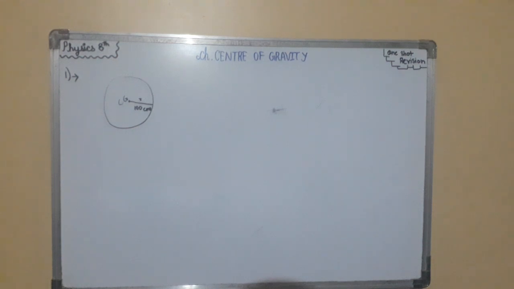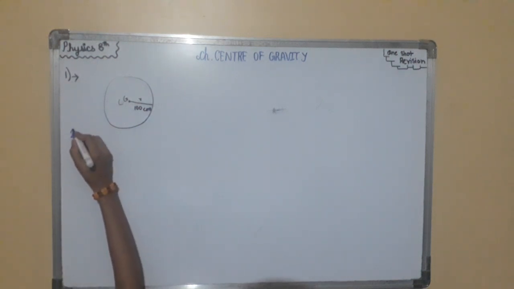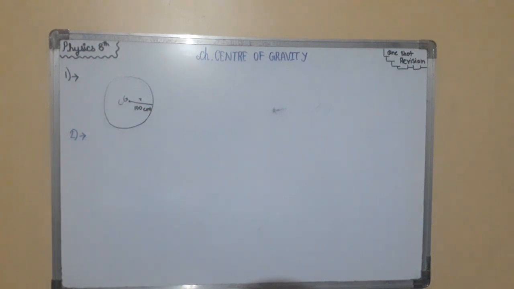Now the second question is, where does the CG of a wire of length L lie? I'll repeat the question. Where does the CG of a wire of length L lie? What happens to its center of gravity when it is bent into the form of a square? So the answer is, for a wire, CG, center of gravity, is its midpoint. If this is the wire, its midpoint will be its CG.